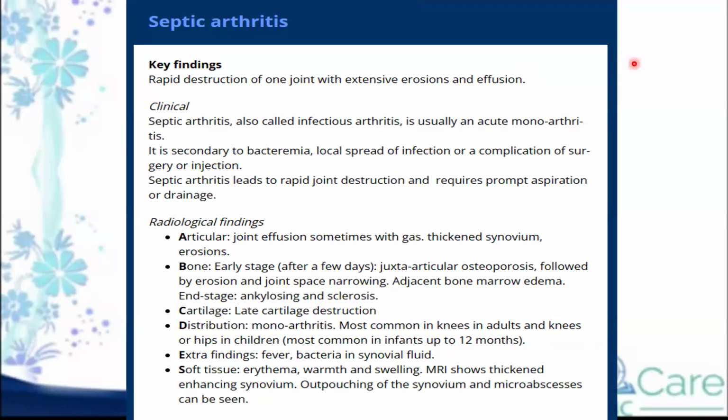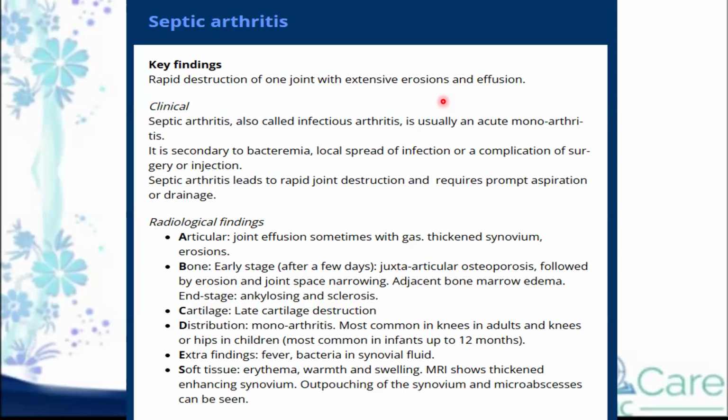If you take septic arthritis, the rest of the arthritis is just a matter of knowing a few symptoms that will help you differentiate it from other arthritis. Rapid destruction of one joint with extensive erosions and effusion is one of the key features of septic arthritis. It's a very rapidly progressing disease. Septic arthritis is also known as infectious arthritis. It's an acute monoarthritis. It affects single joints.